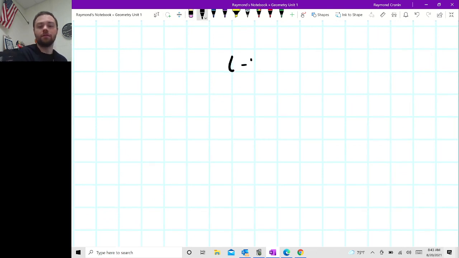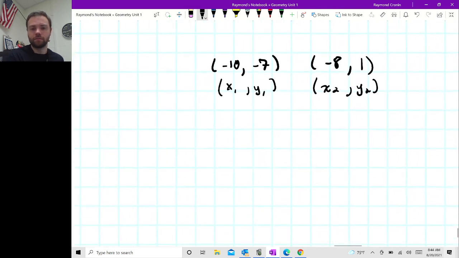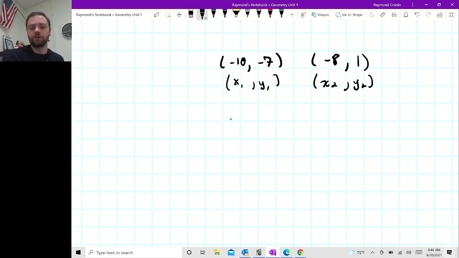So I've got negative 10, negative 7, negative 8, 1. So this is x1, y1. And this is x2, y2. And I'm going to calculate the distance between those and square them. So I'm going to do the y's first.